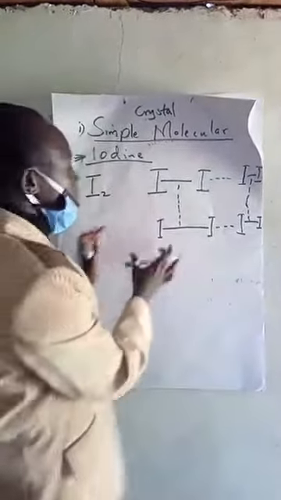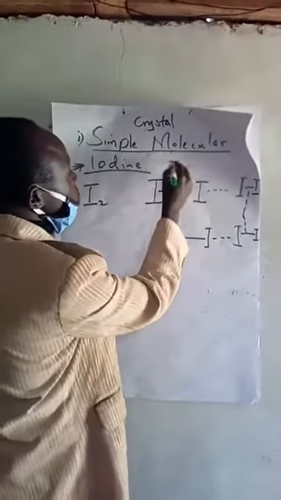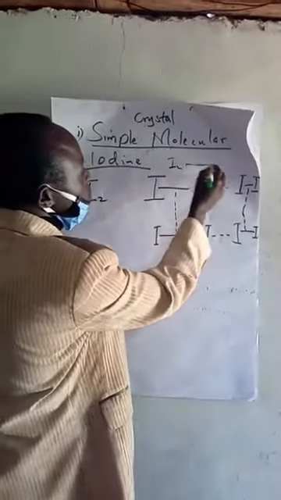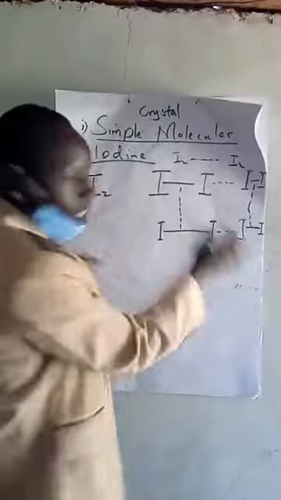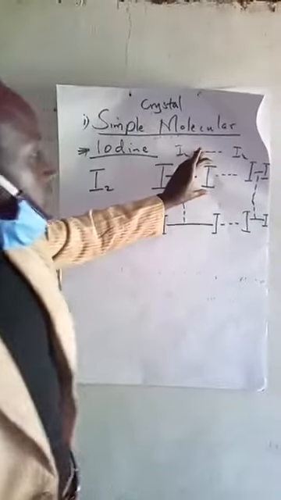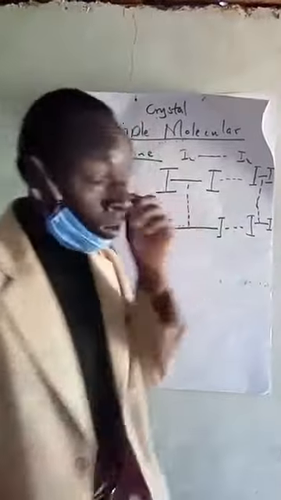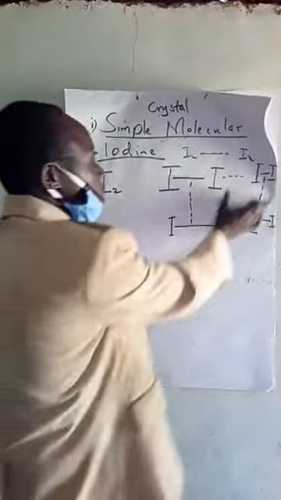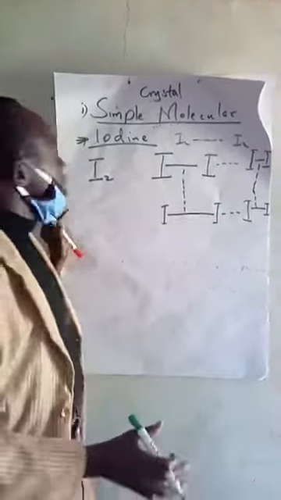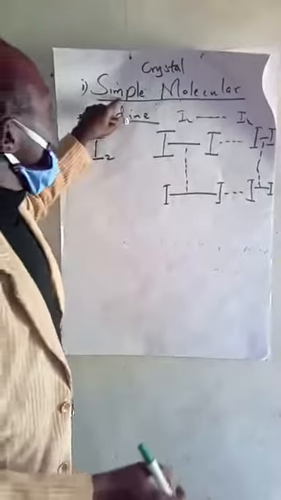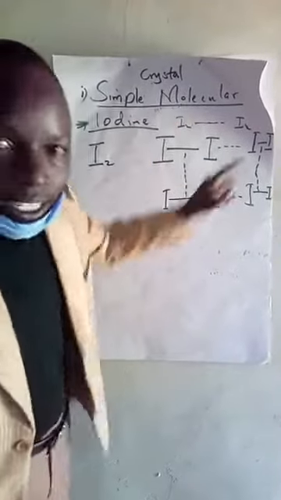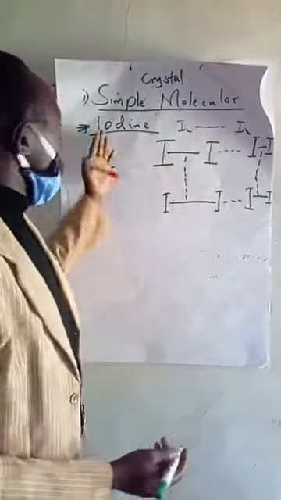So this is I2 linked to another I2, etc. This is one molecule of iodine, another molecule of iodine, another molecule of iodine. These molecules are linked together to form a simple molecular structural compound of iodine.